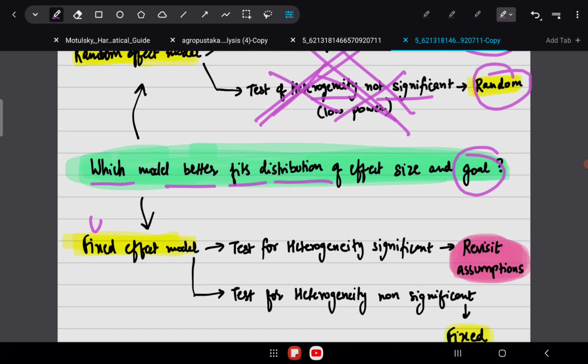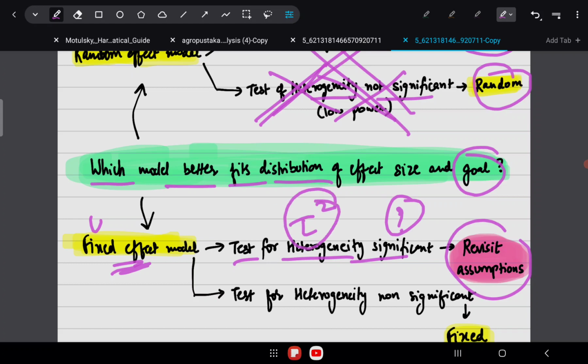Now let's say you thought, okay, the studies are functionally looking similar and my goal is to compute a common effect. I'll go for fixed effect modeling. Now you do a test for heterogeneity and it comes as significant. What should you do? You should revisit your assumptions. You should rethink maybe changing this modeling, because the test for heterogeneity is indicating that there is between study variance, right? It is possible that studies may not be functionally similar. So it may be appropriate to revisit your assumptions, why you chose fixed effect modeling.